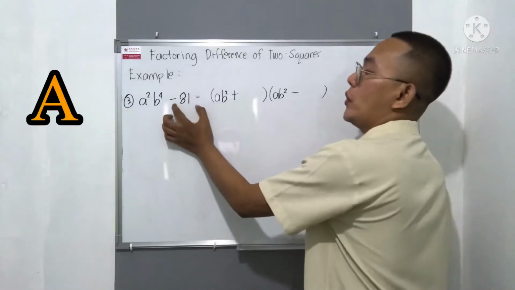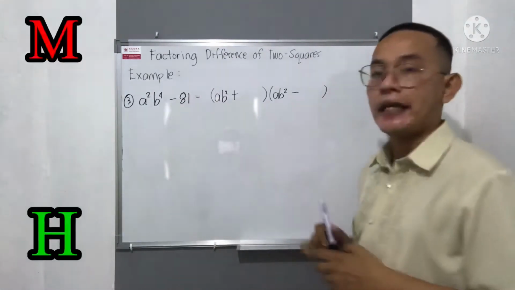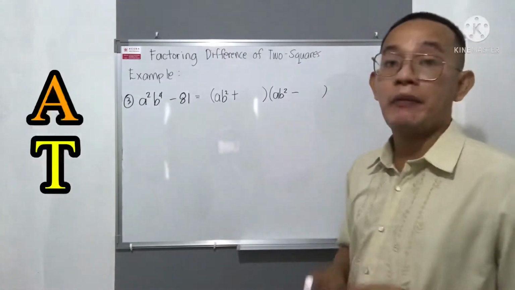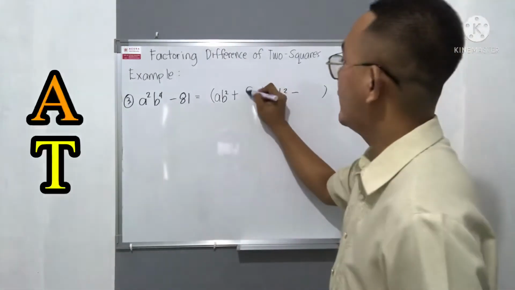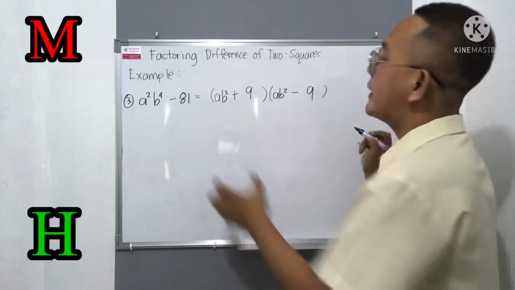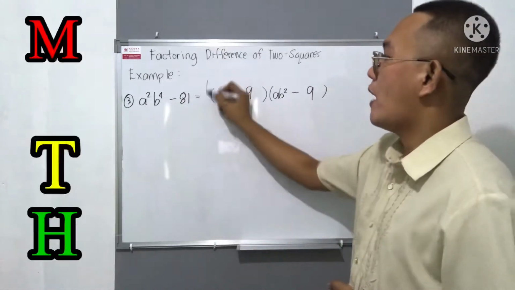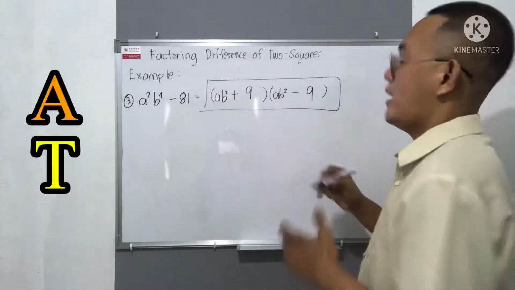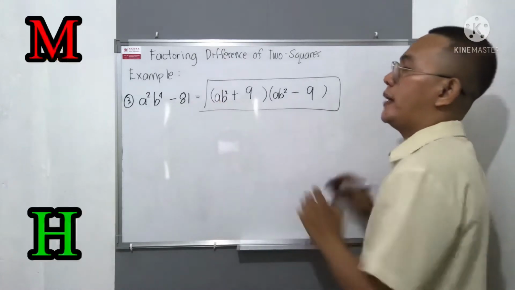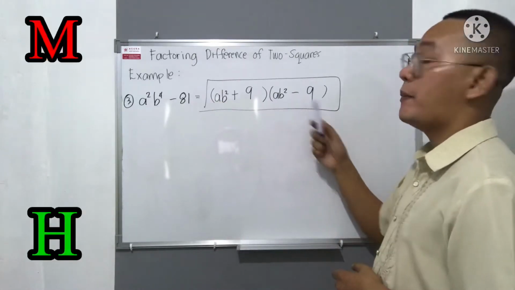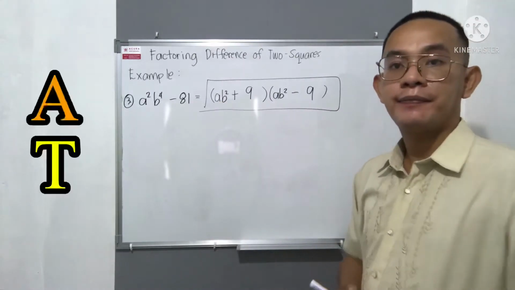Now, let's go to 81. Square root of 81. Dalawang number na pag tinimes natin, 81 ang answer, ay 9. 9 times 9 is equals to 81. So, ang ating final answer is ab squared plus 9 times ab squared minus 9.